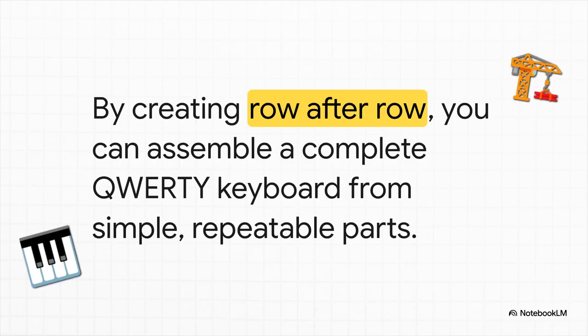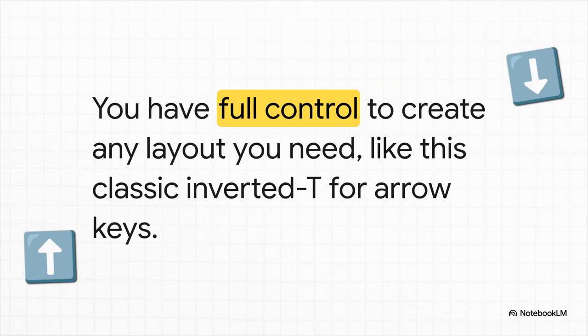So if you can build one key and you can build a row of keys, you know what that means, right? It means you can build a full-blown keyboard. This right here is the ultimate payoff of this whole component-based idea. You're building something that looks really complex out of incredibly simple, repeatable parts. And hey, you're not just stuck with standard QWERTY layouts. Because you have total control over where you put these keys, you can create any custom layout you need. Need a set of arrow keys? No problem. It just shows how flexible this whole system really is.